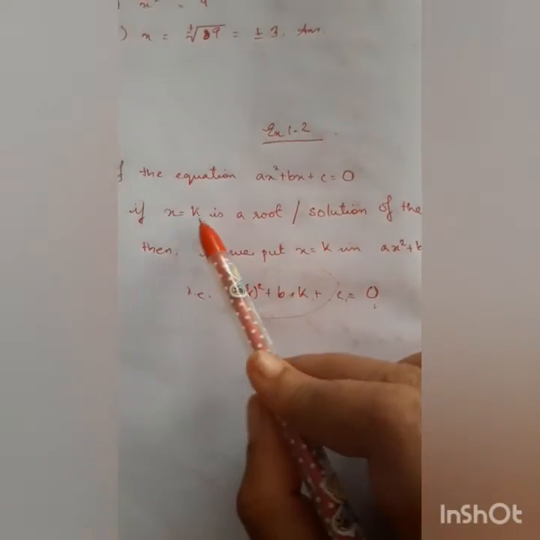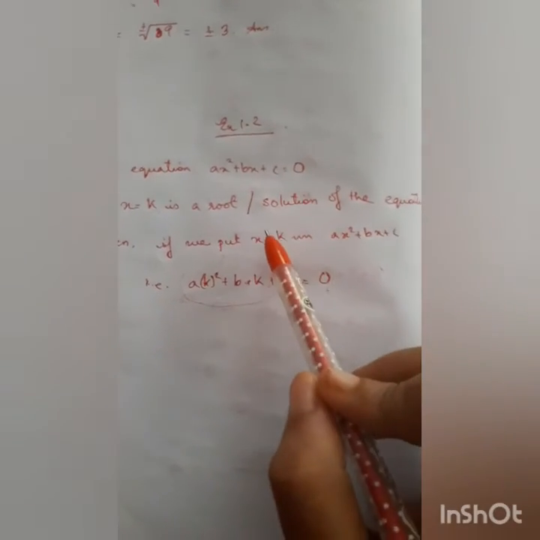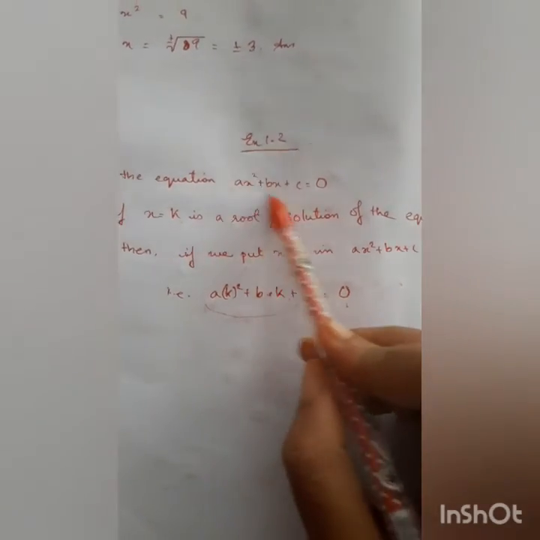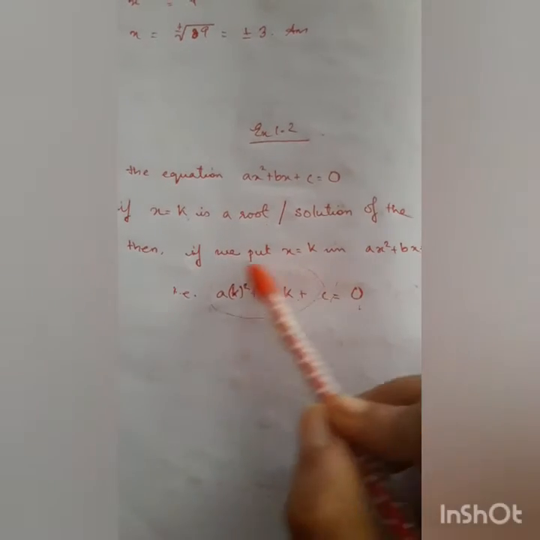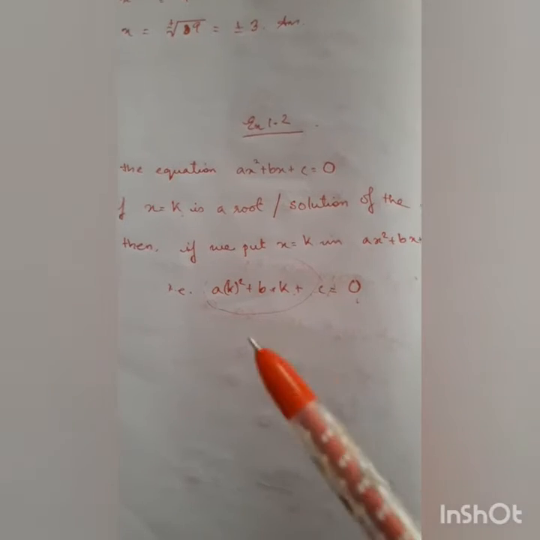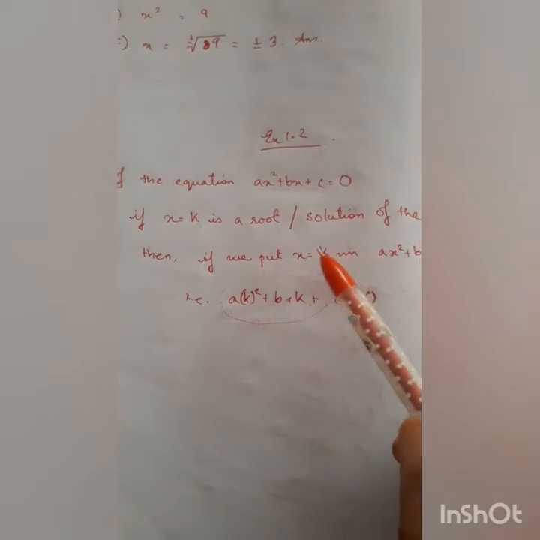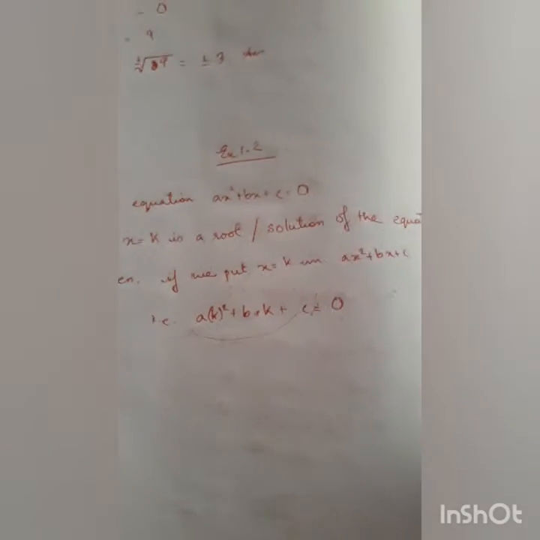Alright, if x equal to k is a root or solution of this equation, then if I put x equal to k in this polynomial ax square plus bx plus c, whatever value I am going to get, that value will always be equal to 0. That will only be if x equal to k, that is k is the root of the equation. Alright children, so let us start with the exercise. I hope you will understand.